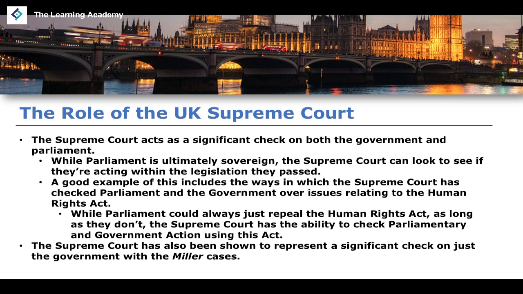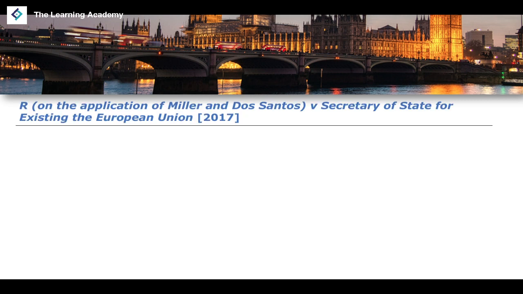So what we have as an example of the government being checked is the representation that we see in the Miller cases. Now, there are two Miller cases. We're going to discuss one of them here, but a second one I'd like you to research yourself. It is arguably a more significant one, but there's a little bit of contention on that. And we'll talk about the first of the Miller cases, which is Miller v Secretary of State for Exiting the European Union.